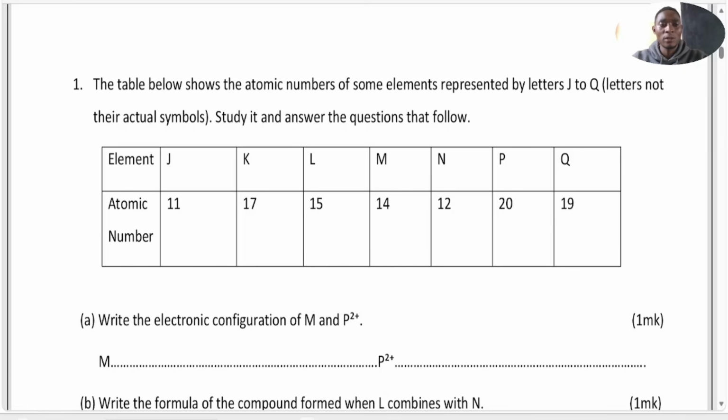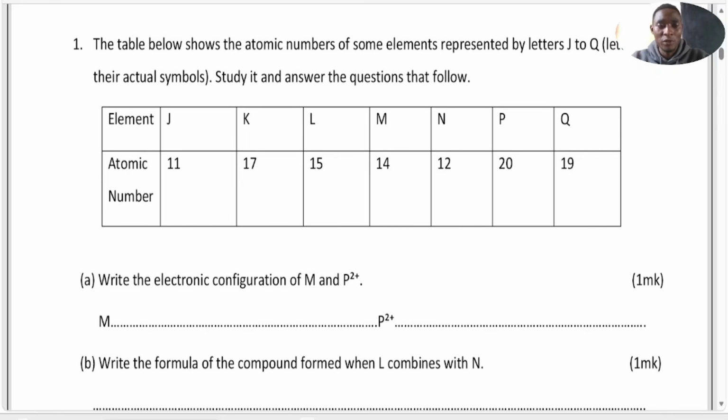Starting with question number 1. The table below shows the atomic numbers of some elements represented by letters J to Q. The letters do not represent the actual symbols of the elements. Study it and answer the questions that follow. We have elements and the atomic numbers. We have element J with atomic number 11, element K with atomic number 17, L 15, M 14, N 12, P 20, and Q 19.